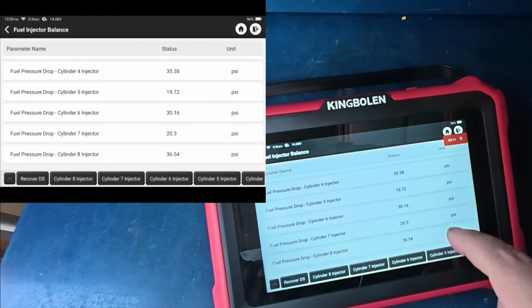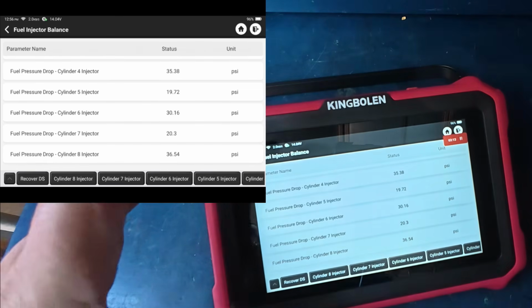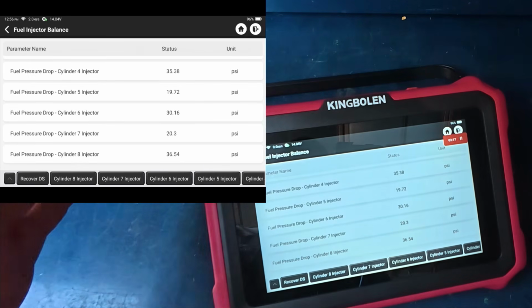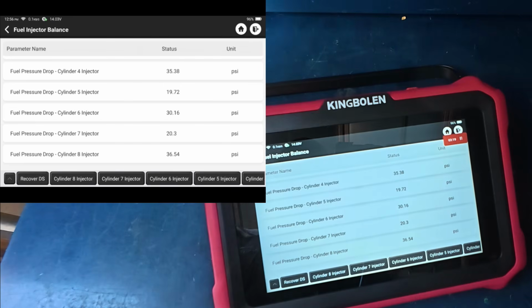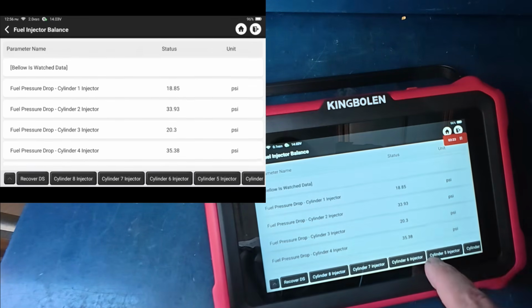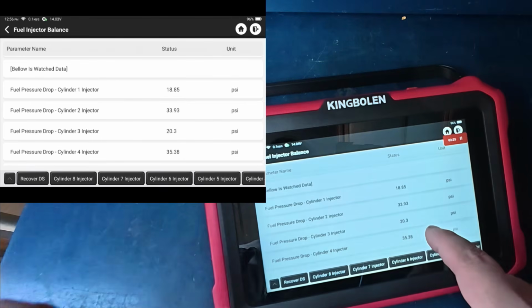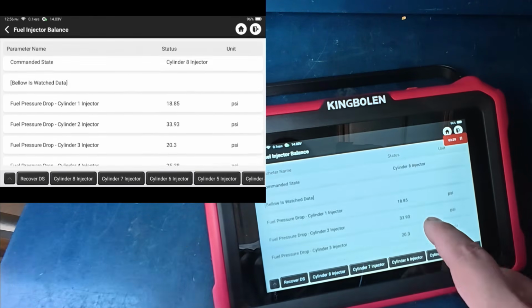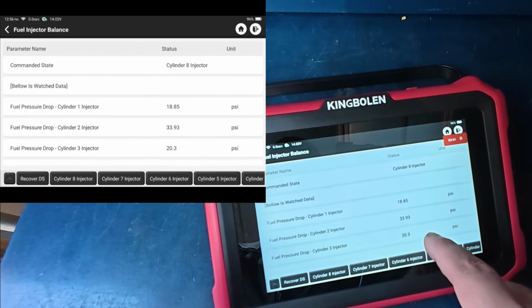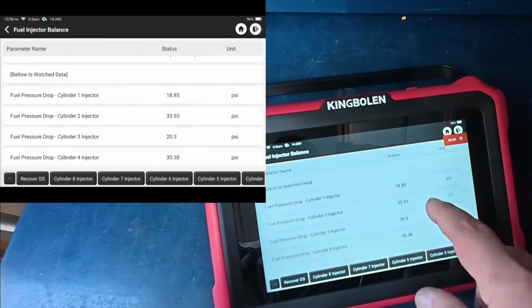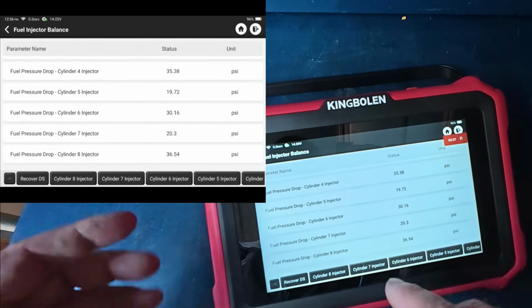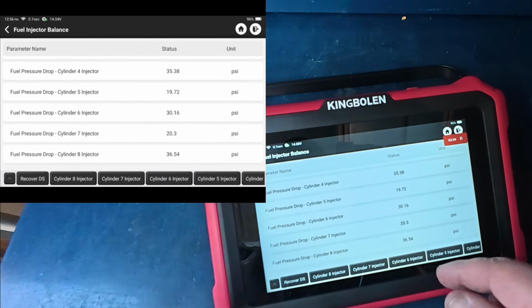Now the manual tells you to get the average pressure drop of each cylinder on each bank. So this engine is a V8, so it's got 2 banks, bank 1 and bank 2. The cylinders on bank 1 are 1, 3, 5, and 7. And you can actually notice that all 4 of those cylinders have slightly lower pressure drops than bank 2.